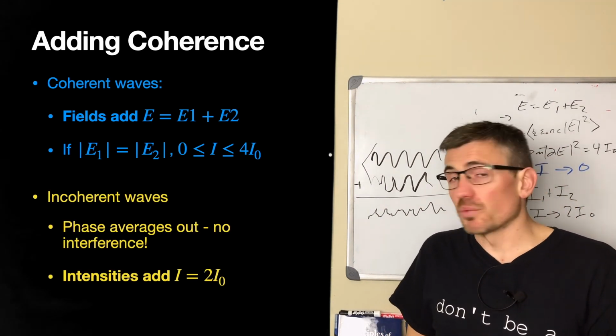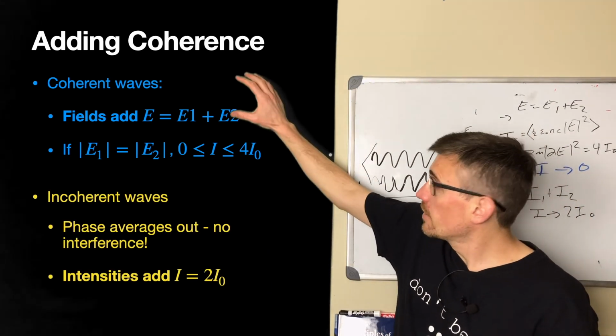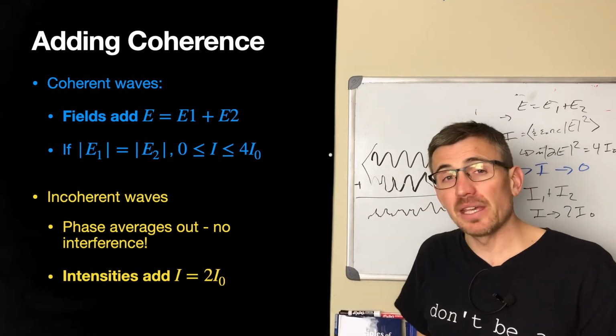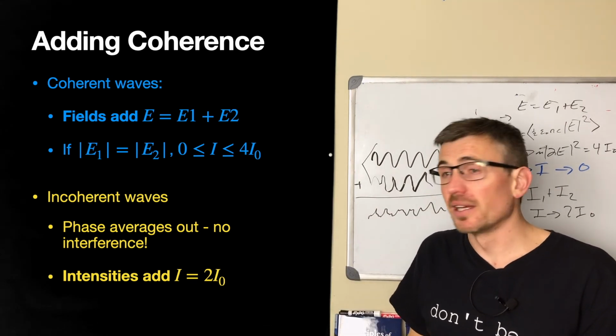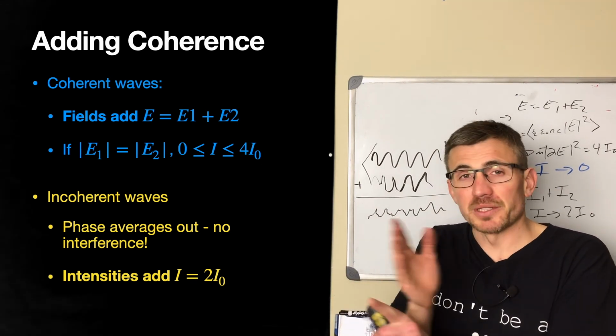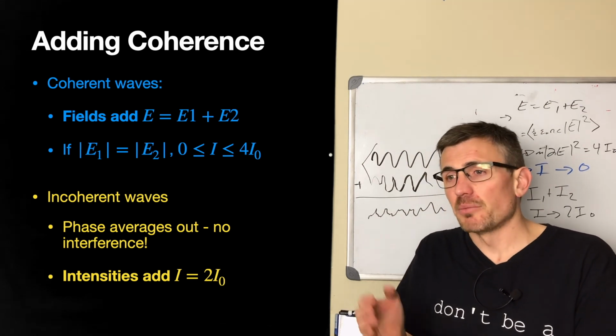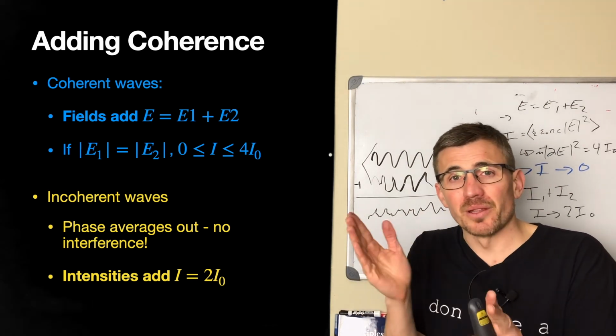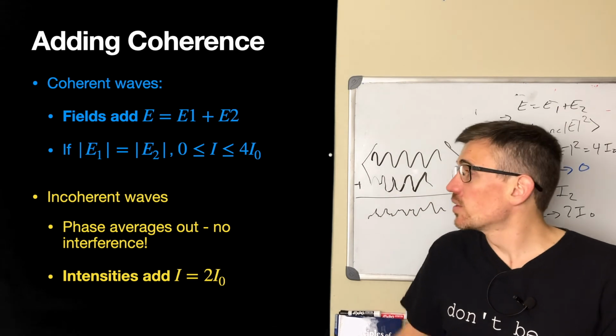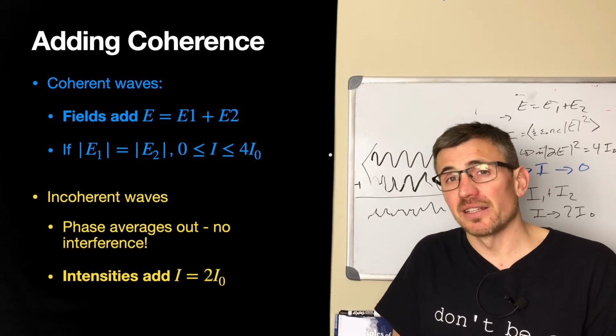So just as a rule, coherent light, you add the fields and do all the math. Incoherent light, you have to treat it a bit differently because we don't have all this superposition. Well, we have superposition, but we have superposition of mutually random signals. So it's the intensities that add in this case.